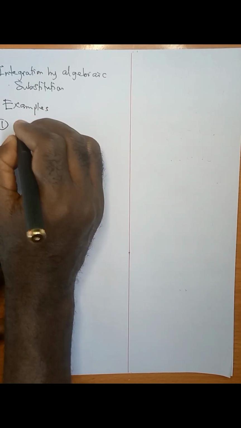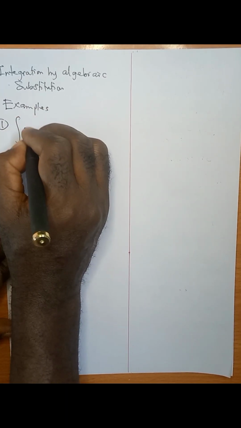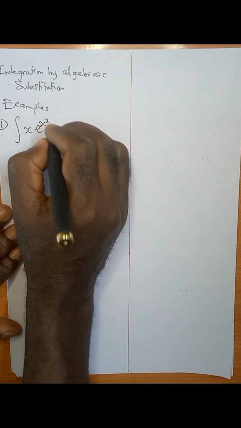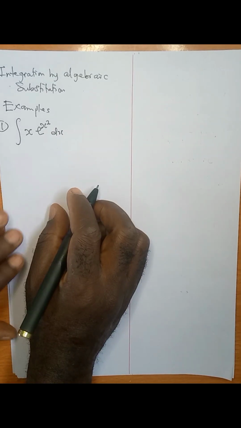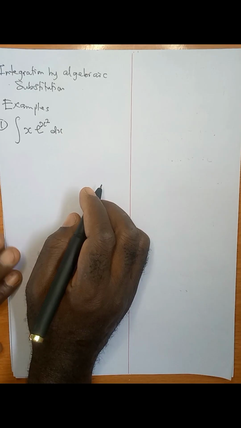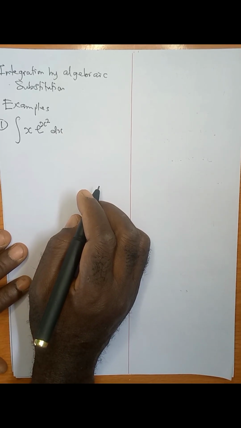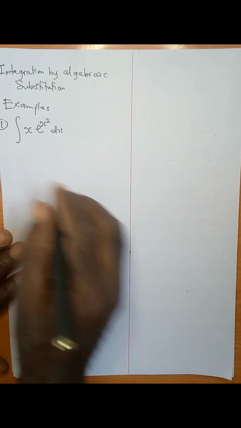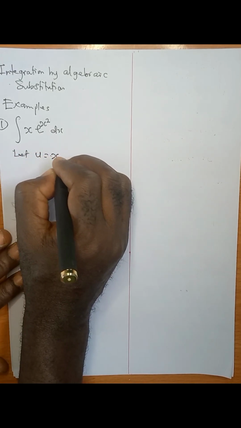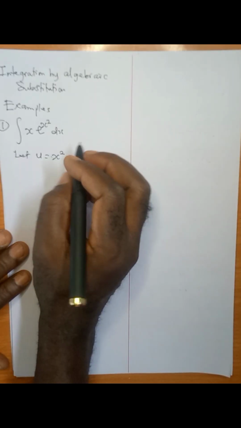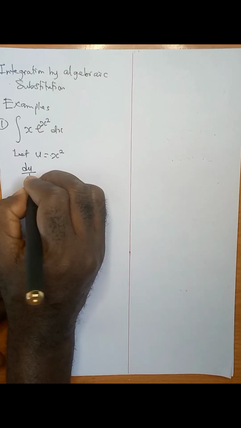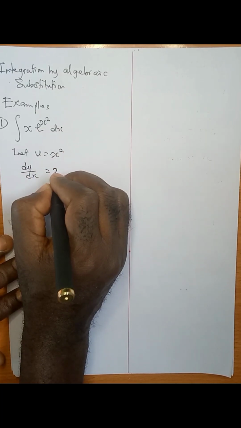Number one here, supposing you are given this integral of x exponential x raised to power 2 dx. Like this one, it is not in any of the forms that we have treated in the past. Now you are going to use algebraic substitution. Let u be equal to x raised to power 2. Then we differentiate u with respect to x. We have du dx is equal to 2x, when we differentiate x squared.